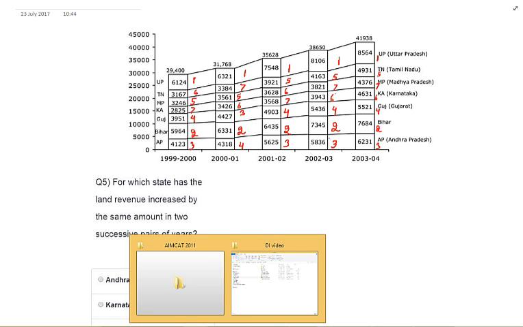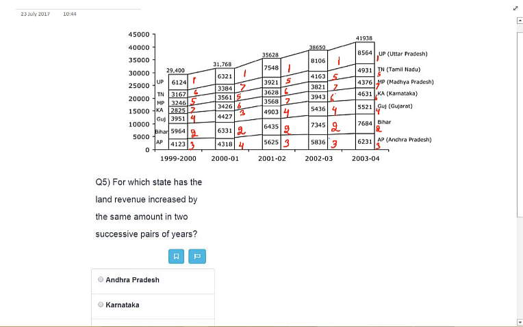And then the final question is, for which state has the land revenue increased by the same amount in two successive pairs of years? So the amount has to be the same. We'll start option-wise. Andhra Pradesh, let's look at it. First year, roughly around 2,200 increase, then around 1,300 increase, then around 300 increase, and then around 500 increase. So none of the 2 years can be the same. They're far apart by a lot.